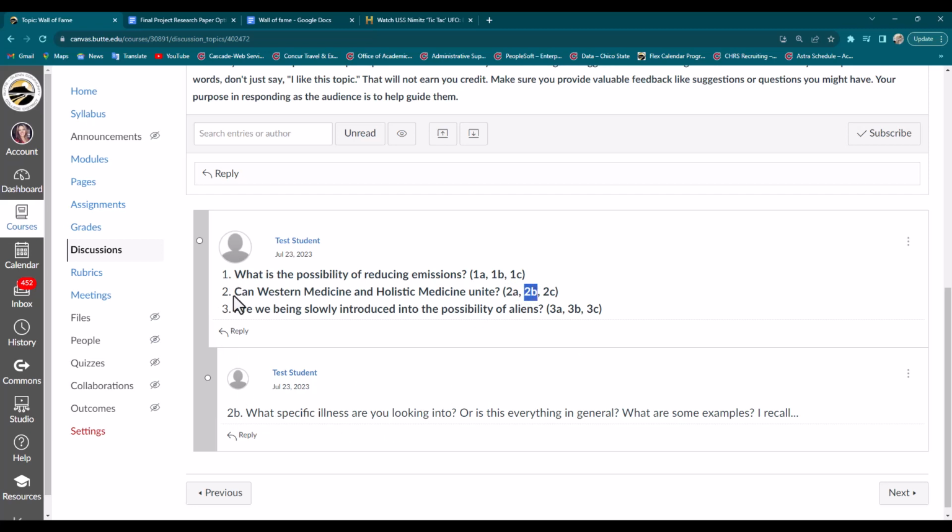She wants to respond too. She's super curious, loves the idea of this, wants to know more. She's going to respond to C. Okay, hopefully this isn't too confusing.